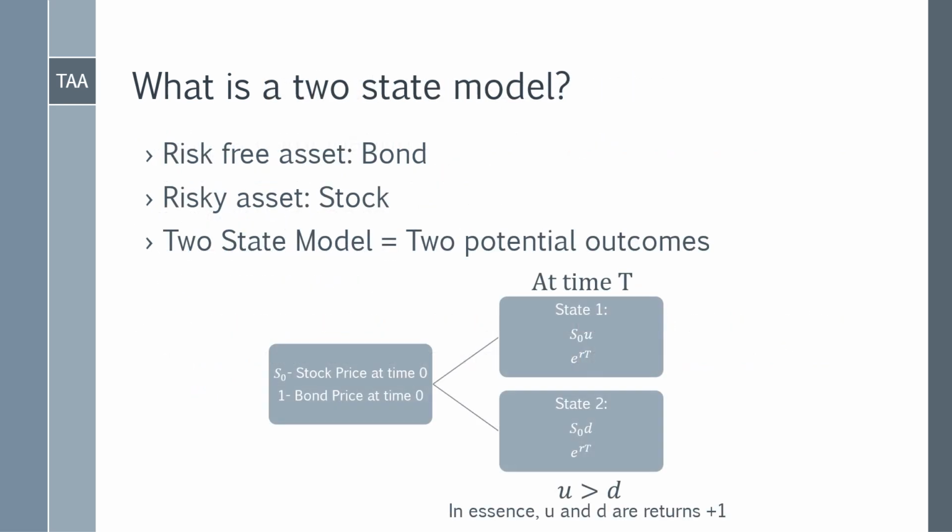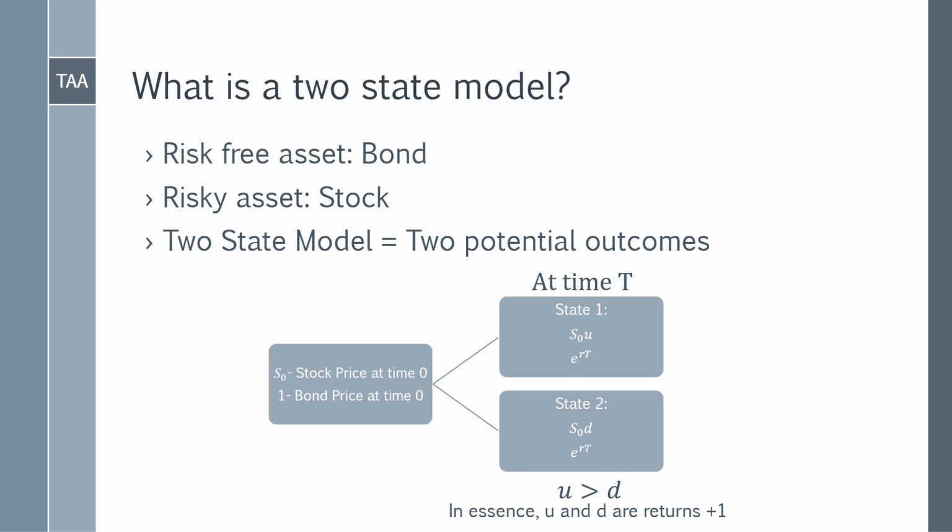So what is the two-state model? Before we said we're using bonds and stocks, so bonds will be our risk-free asset and stock will be our risky asset. Basically what this means is the return for the bond is the same no matter what, versus the stock, the return can fluctuate. In the two-state model, what it means is the stock can fluctuate to two different potential outcomes, right?